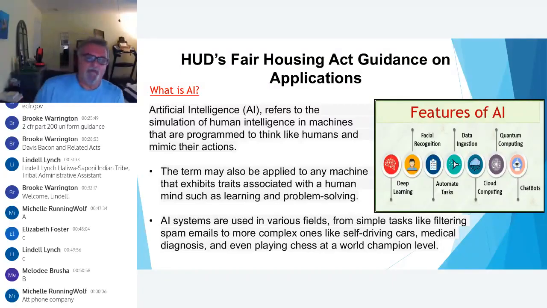So, yeah, chat boxes are common now. You can have conversations with a chat box on just about any website these days. That's AI intelligence there. And some are more sophisticated than others, obviously.